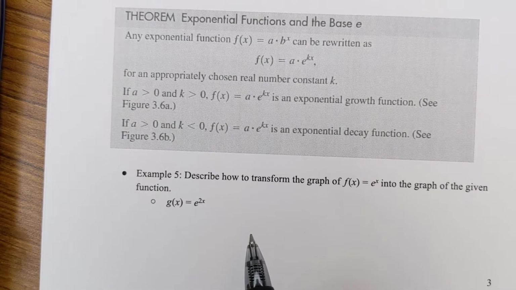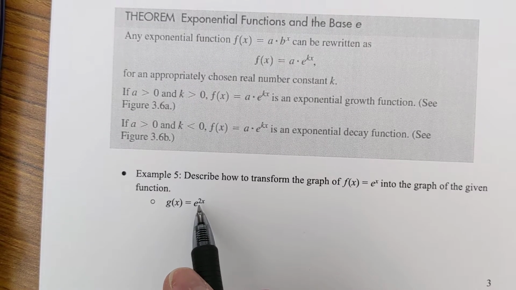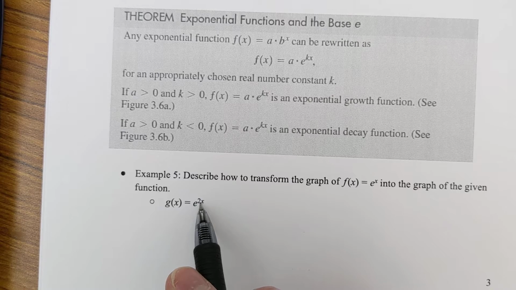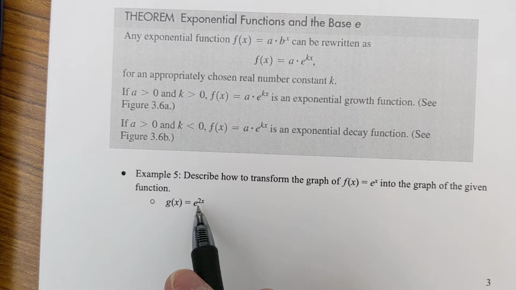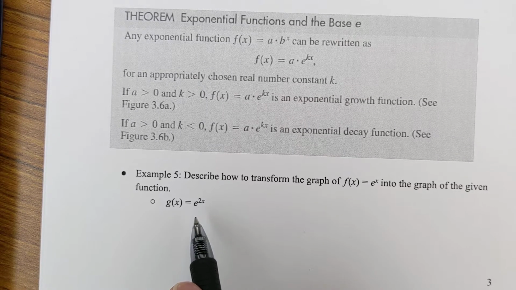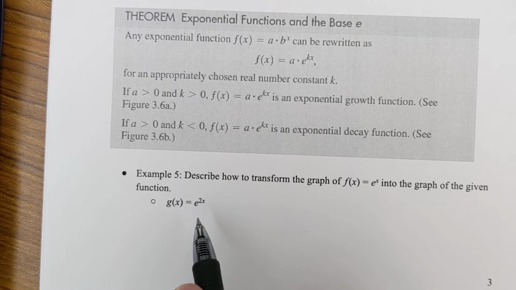So the rules still work the same, just like if it was b to the x. So since I'm messing with the x value, this is going to be a horizontal compression by 2, or a vertical stretch by 1/2. So I'm going to look at the graph just real quick. So e to the x, versus e to the 2x.